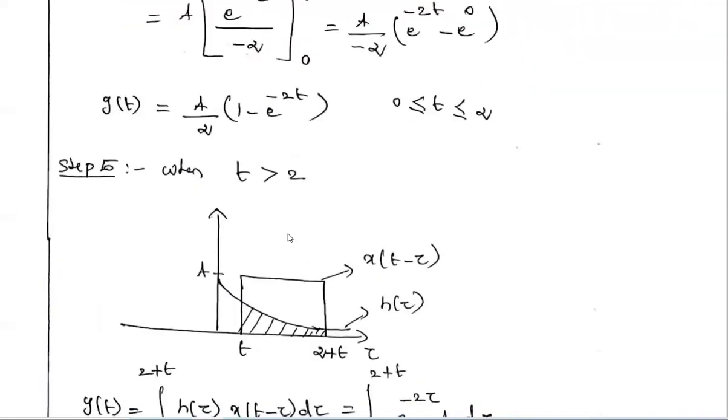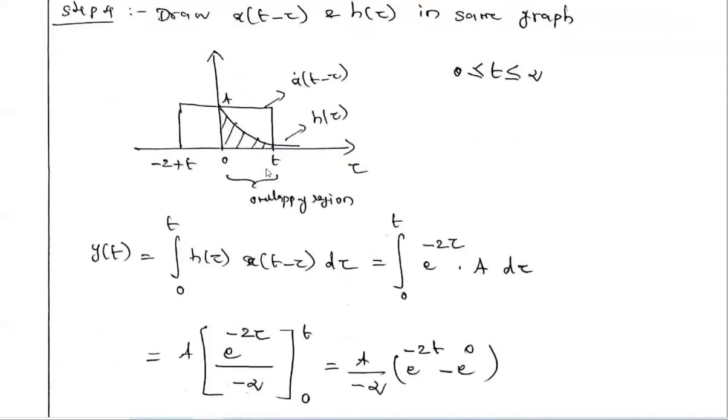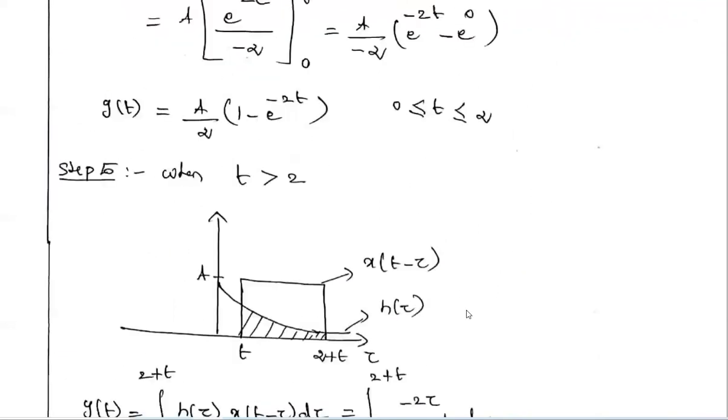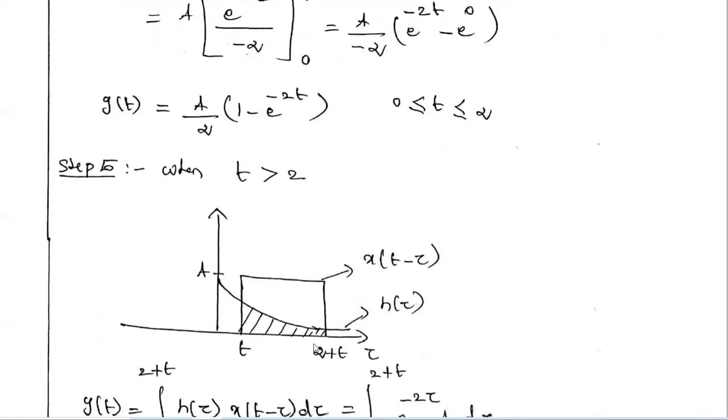And whenever this amount of shift t is greater than 2, you just assume the amount of shift t equal to 3. Here you see the amount of shift t equal to 3 means this value is a 3 and this value is a minus 2 plus 3, so 1. So the x of t minus tau is appearing between 1 to 3. At the time, what about the overlapping region? The entire rectangular pulse is overlapped with this exponential signal. But now what is the overlapping region? The overlapping region is t to 2 plus t.